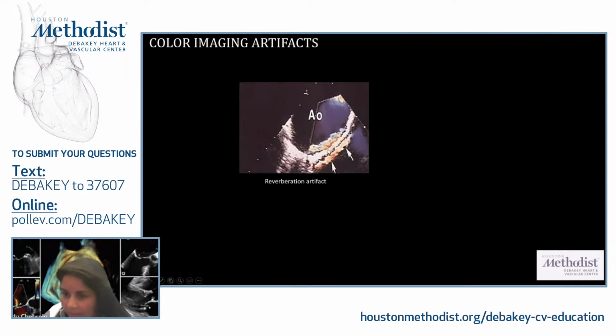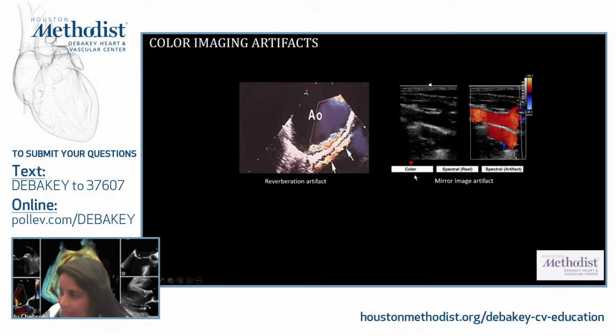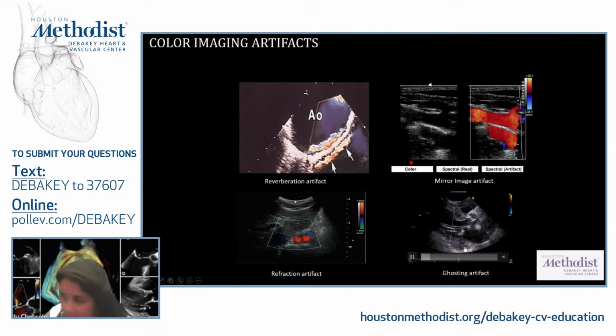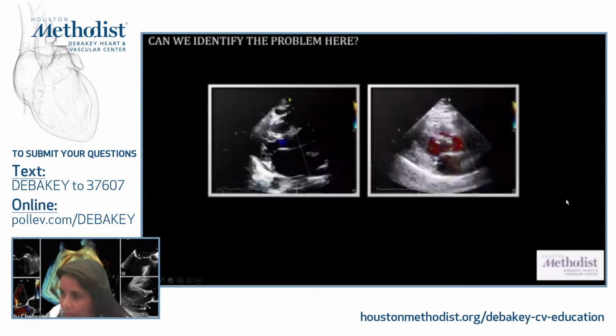Here's one example. This is nothing but a reverberation artifact of color flow in the aorta. This one here is a mirror image artifact of color in the abdominal aorta. This one here is a refraction artifact, and you see the duplication of the vessel. And this one here is a ghosting artifact, where a strong reflector within the field causes dispersion of the color signal, causing a band of bright colors seen throughout the entire image sector.